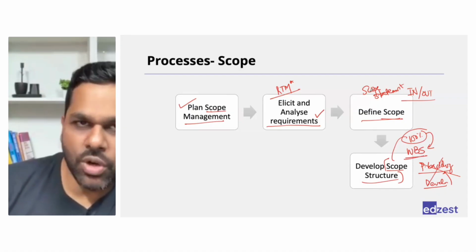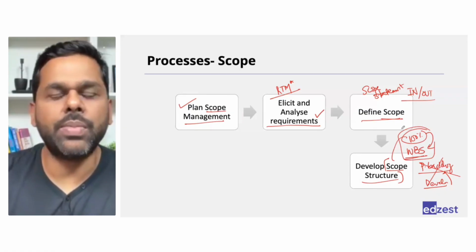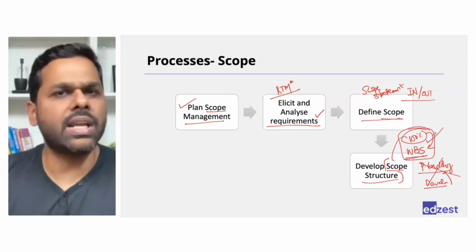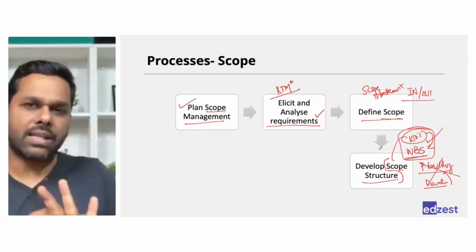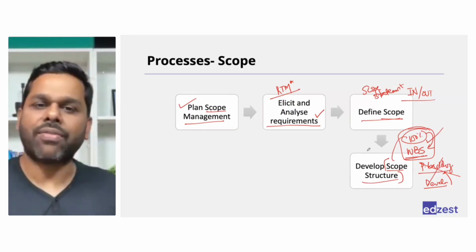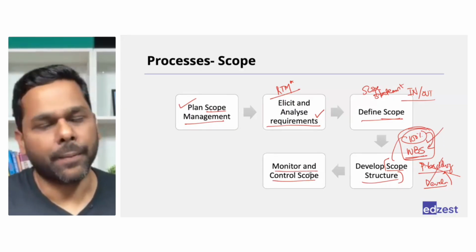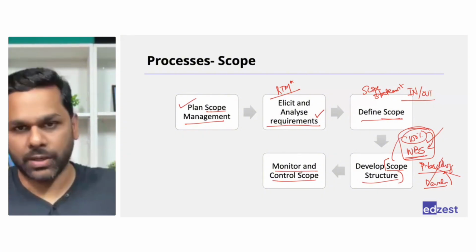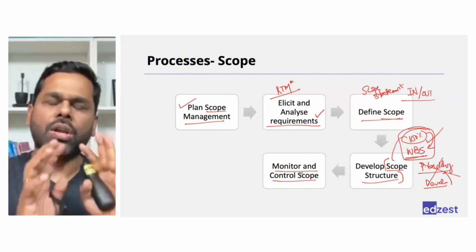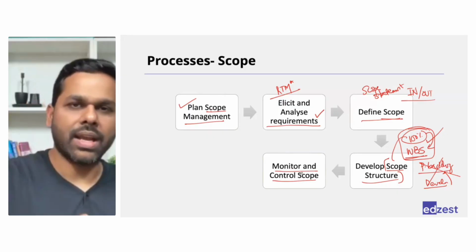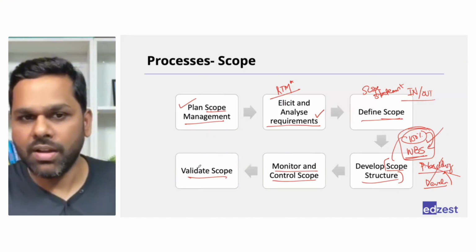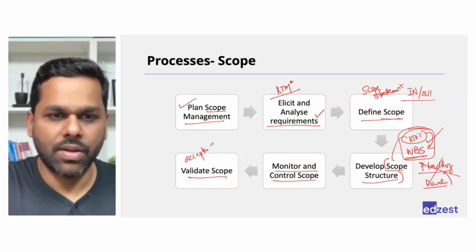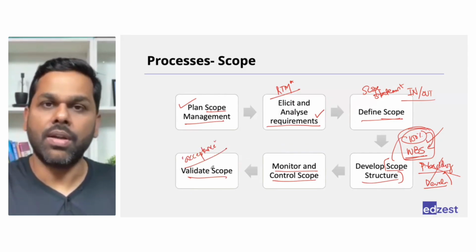Right? So once you have created a scope statement, we need to create a WBS. Once that is done, which means my structure is ready, you add a WBS dictionary, take a sign off, that becomes a scope baseline. After that, keep checking whether you are delivering exactly as per the plan or not. And once you are confirmed that yes, everything is fine, get it validated from the customer. Validate scope means getting acceptance from the customer.